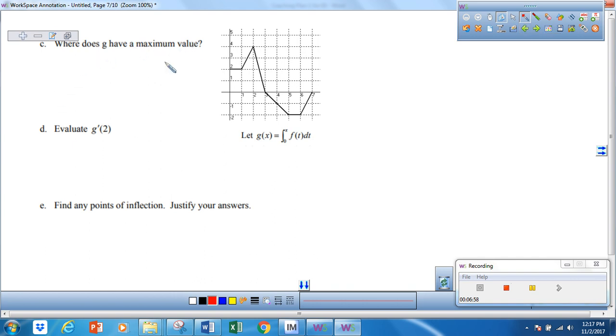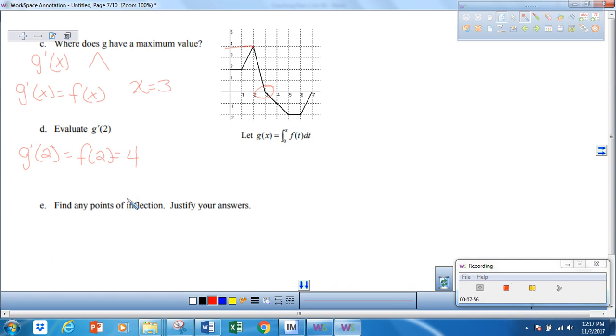When does g have a maximum value? So g has a maximum value when g prime of x goes from positive to negative. Okay? So remember, g prime of x is equal to f of x. So where does f of x go from positive to negative? It goes from positive to negative at 3. So it's going to have a maximum value at x equals 3. They want us to evaluate g prime of 2. Because g prime of x is equal to f of x, g prime of 2 is equal to f of 2. And f of 2 is 4, just from the graph. When x is 2, y is 4.